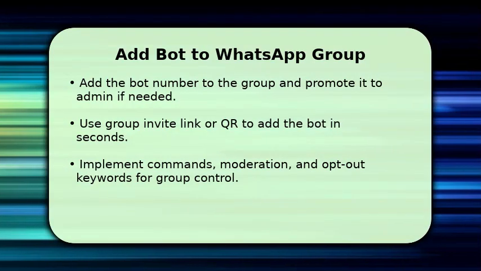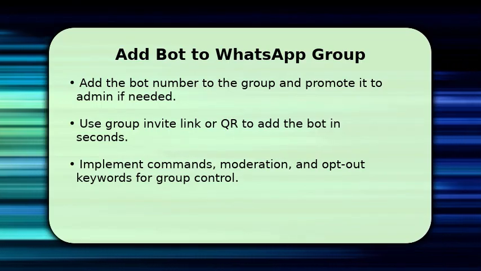Open your WhatsApp group and add the bot phone number like a normal contact. Use a group invite link or QR code to add the bot in seconds when admins allow that method. Promote the bot to admin if it must change group settings or manage members.